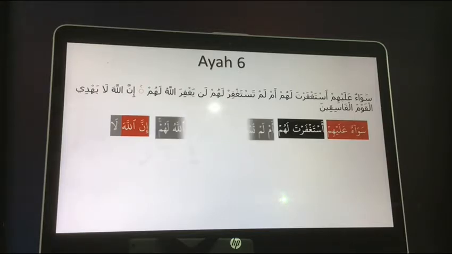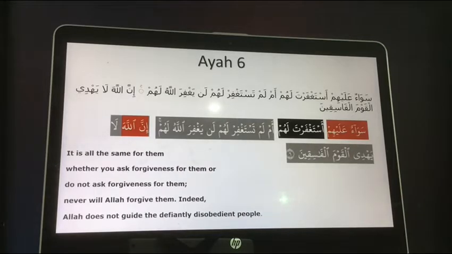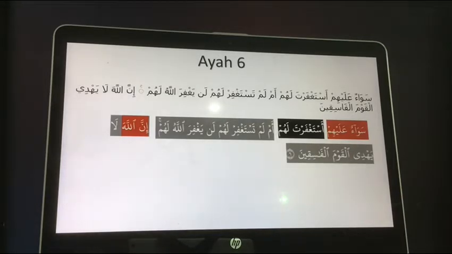We can say it this way: it was all the same basically. Sawaun means the same on them. So it doesn't say it like this way, so it is same for them. Okay, it is same for them. Sawaun is the same. Alayhim is on them, which is a jar root. Ala is a jar. Sawaun alayhim, so it is same for them.